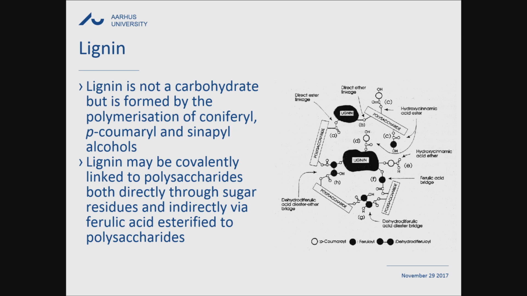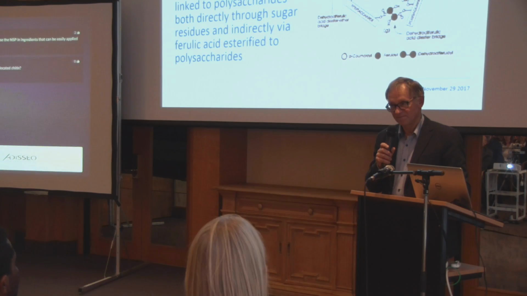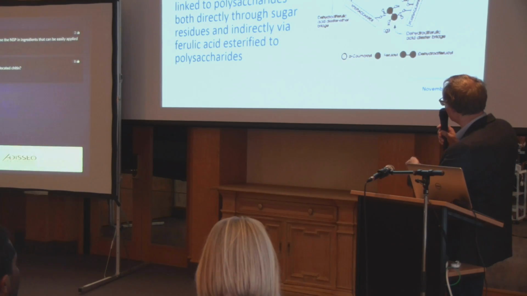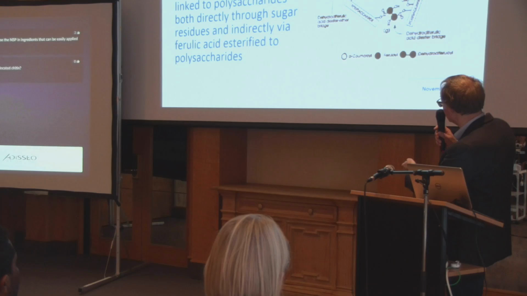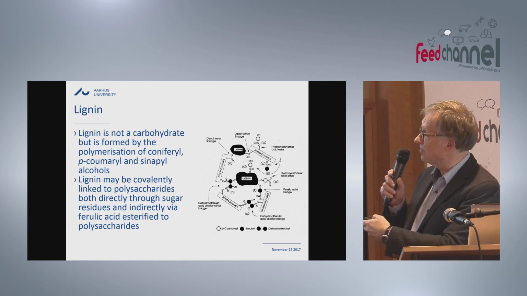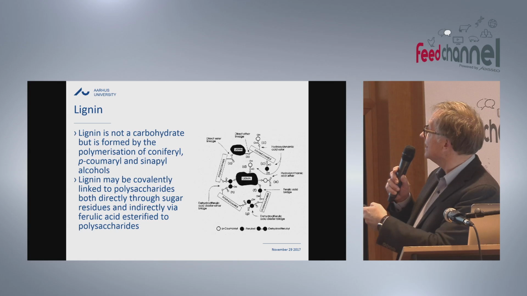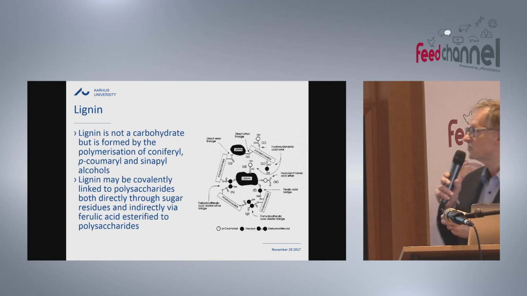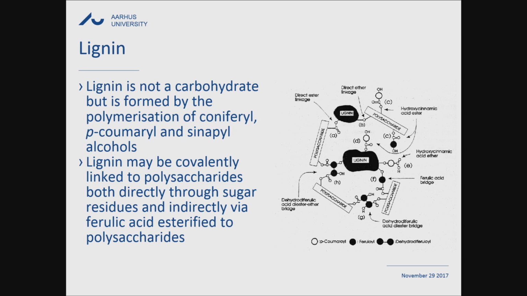Another component which essentially is not a carbohydrate is lignin. Lignin is a polymer formed of two alcohol units here, but the special property of lignin is that it can link with either ether or ester linkages to the polysaccharides, and it also has a significant impact on the physical properties of the cell wall materials.